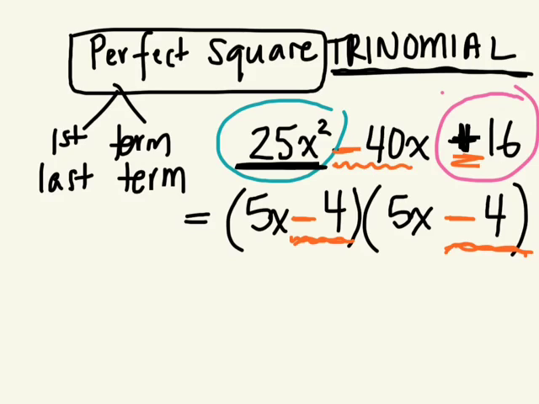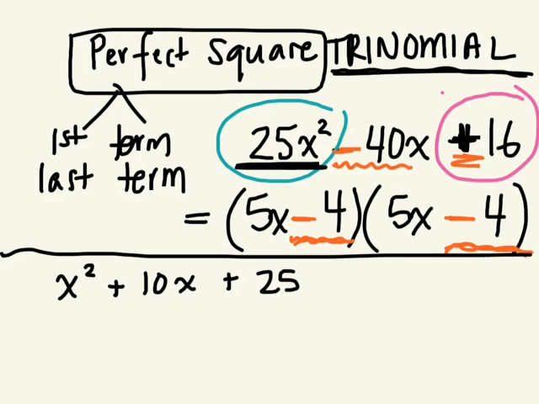If it was positive, so let's try a different example. Okay, we'll try the example x squared plus 10x plus 25. Is this a trinomial? Yes, it has 3 terms. Are the first term and the last term perfect squares? What number can I put in front of x squared? 1. So yes, they are both perfect squares.